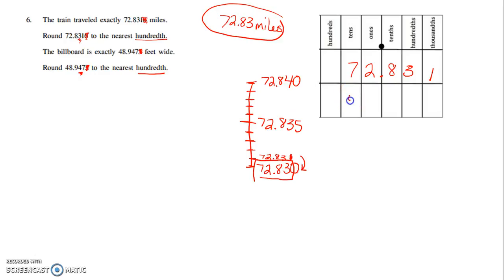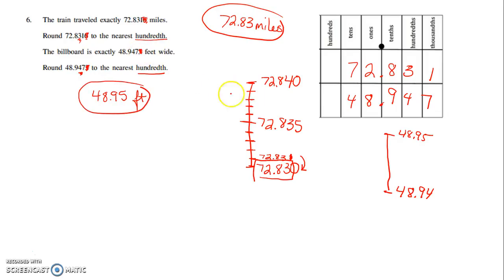You can write it in a place value chart if that's helpful. 48.947. Again, as you know, I like to think of it as money, so what I'm asking myself, is this number closer to $48.94 or $48.95? Some of you will look at this number and immediately say, oh gosh, that would be closer to $48.95. So you'd write 48.95. And it's in feet in the problem. So you would round that number to 48.95.